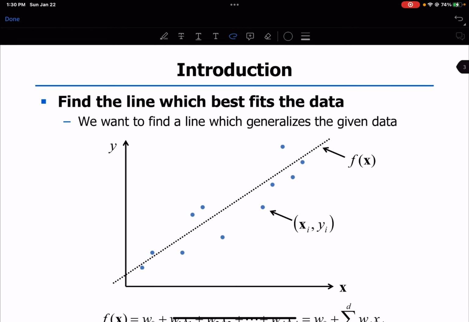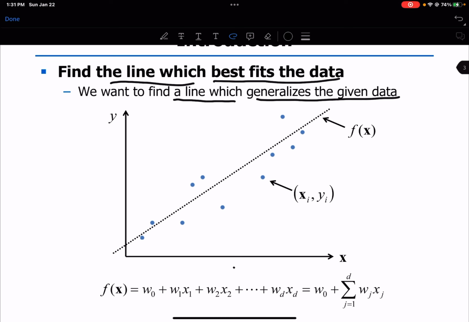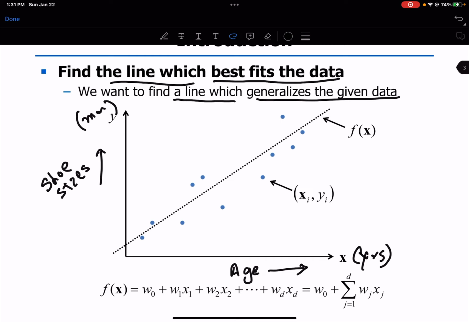So what is the goal of linear regression? We have to find the line that best fits the data, or in other words, a line which generalizes the given data. Here we can see the blue dots. For example, on the x-axis we have the age, and on the y-axis we have shoe sizes, age in years, shoe sizes in millimeters. So x and y form a pair. For a given age, we record shoe sizes of different people to form this data set.